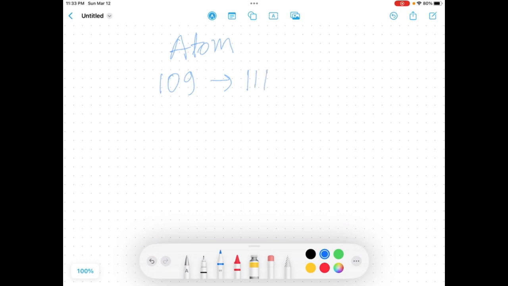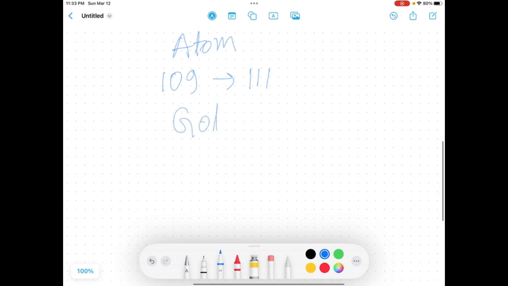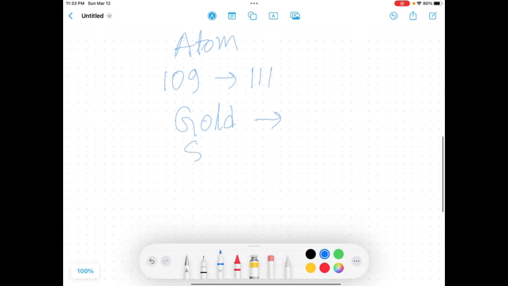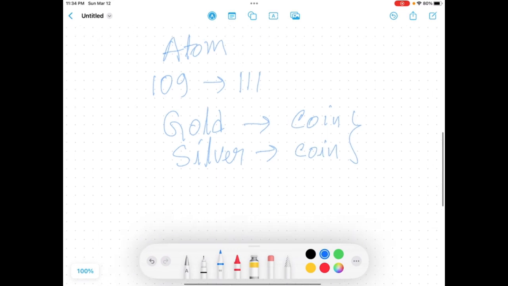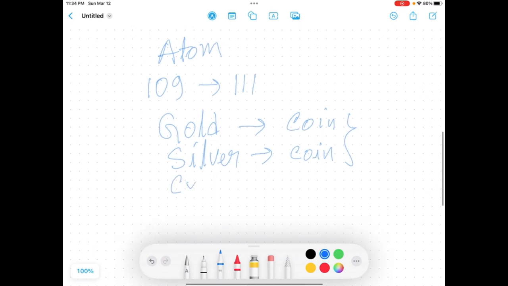So many of the elements you already know, people use in different purposes, like the gold. So gold is used for the ornament. Also the silver is used for the ornament, and also they use it for the coin. In ancient time, people used gold and silver for the coin, so that's why these metals are also called coinage metals. And also the copper. So these three metals are called coinage metals.